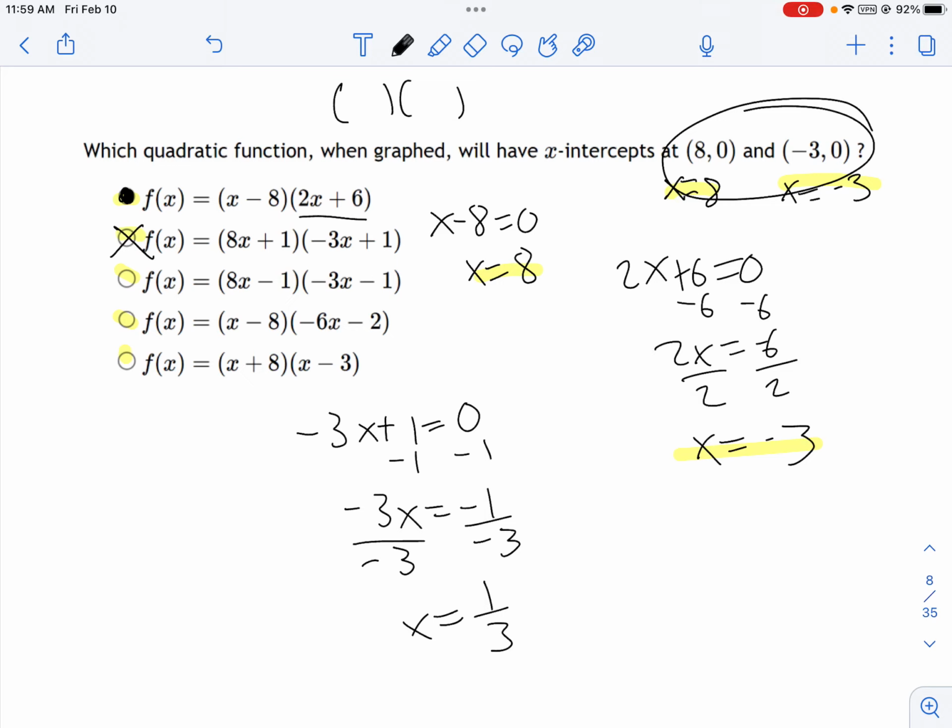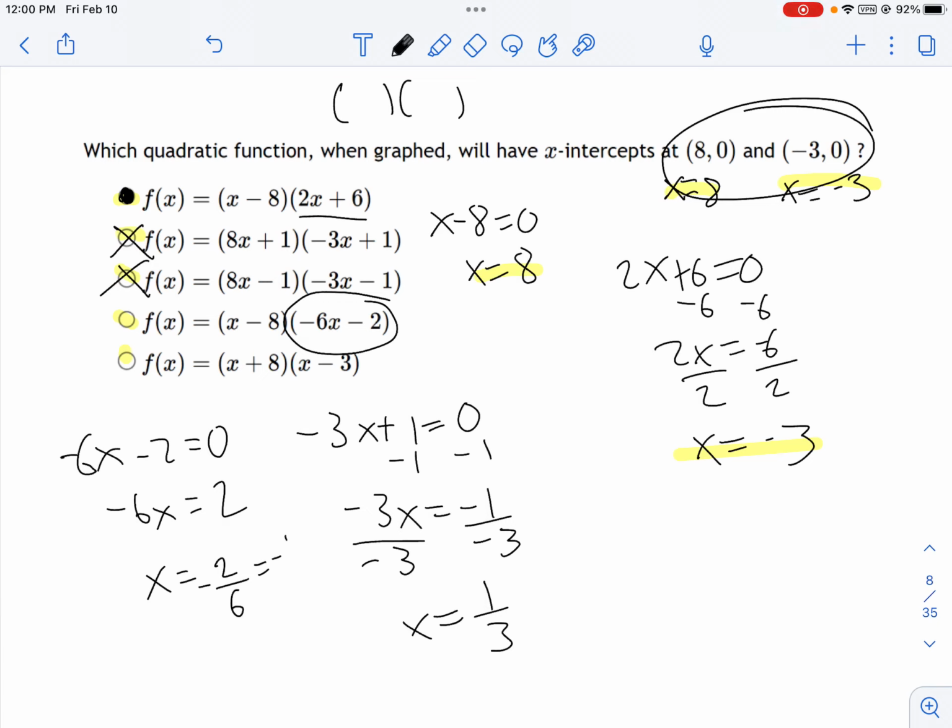Alright, you can do the same thing. This will give you a solution of 1/8. That wouldn't be a thing. This gives you 8 as a solution, but if we look at this one, if we have negative 6x minus 2 equals 0, add the 2 to the other side, divide by negative 6, and we get negative 2 over 6, which is negative 1/3.